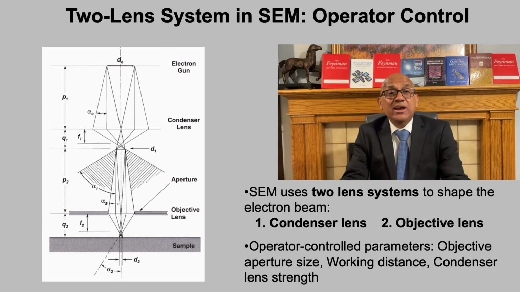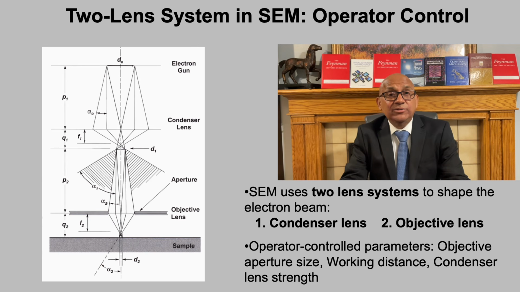In an SEM, the electron beam is not shaped by a single lens. Instead, the microscope uses a two-lens system to form and control the probe: a condenser lens system followed by the objective lens. Think of the process in two stages. First, the condenser lens system shapes the beam before it reaches the objective lens. Its main job is to control how strongly the beam is prepared for final focusing.